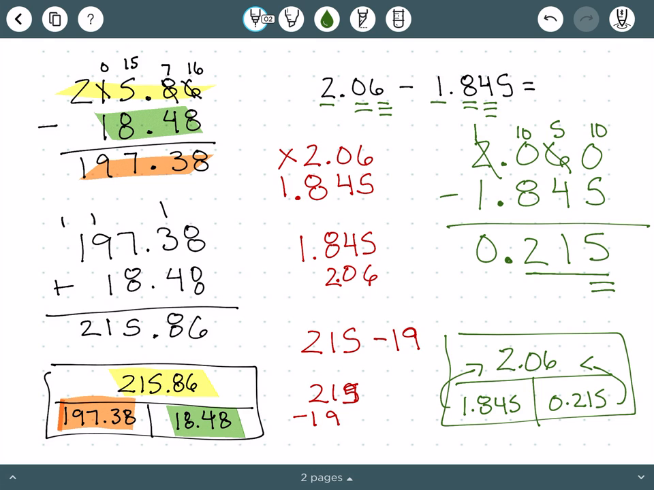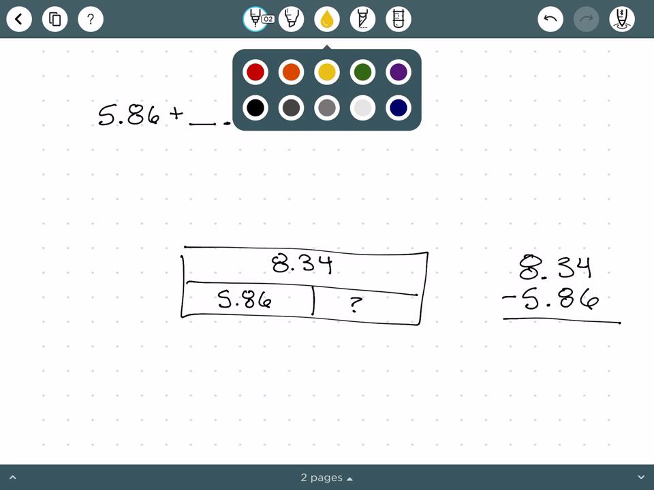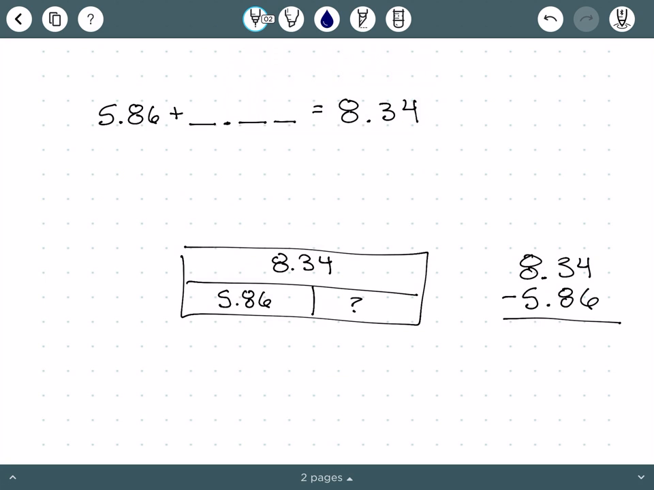Let's do one last one. Okay, this is one that we're going to see on our check-in on Friday. What do you do? Well, if we look at what we were just working on, switch to purple. Okay, we're missing this number right here. What is that? That comes from up here. To figure that out, we're going to subtract. We know that we're starting with 8 and 34 hundredths. We're going to subtract 5 and 86 hundredths.